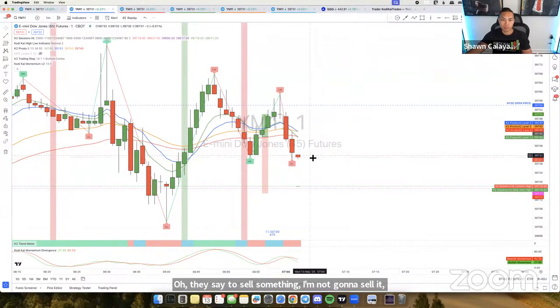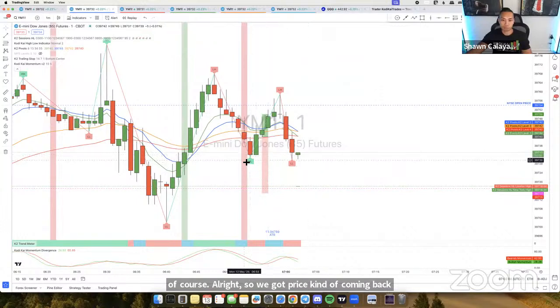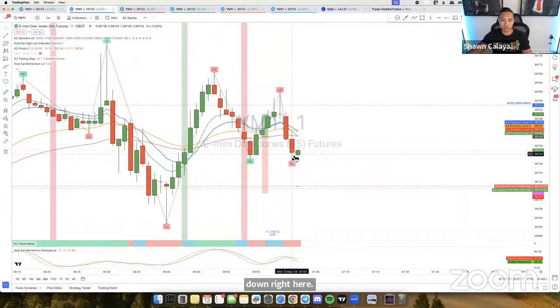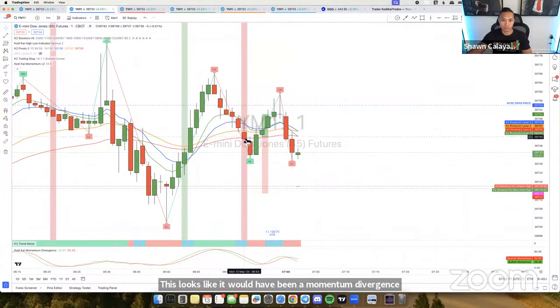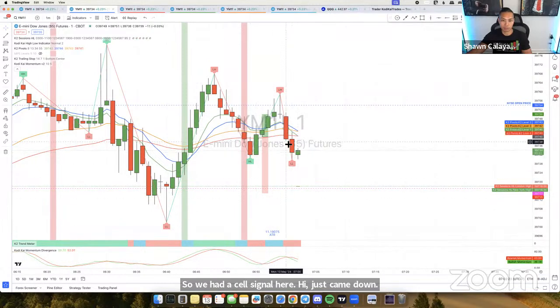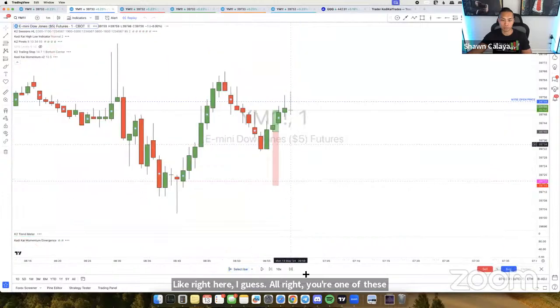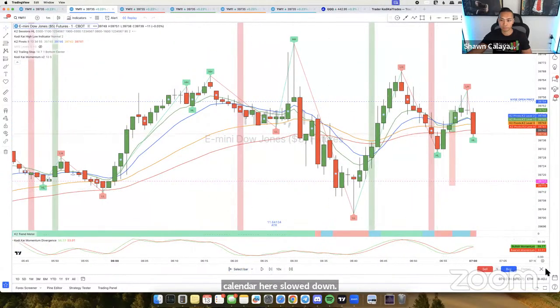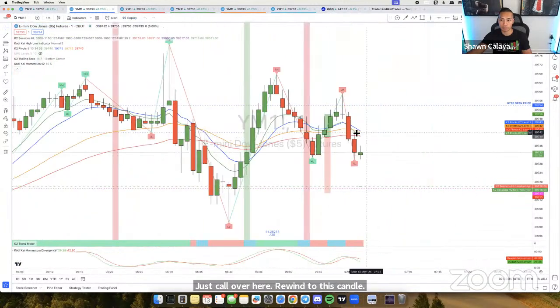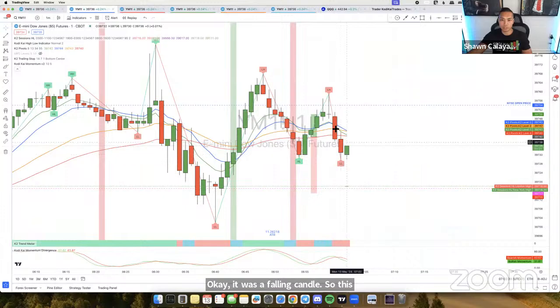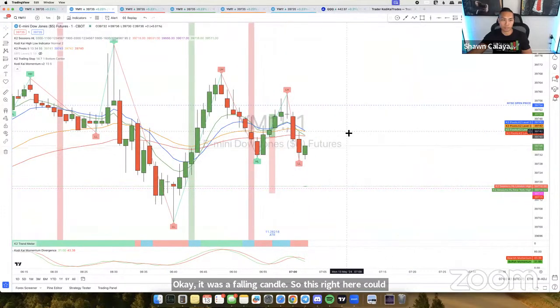All right, so we got price kind of coming back down right here. This looks like it would have been a momentum divergence, but the trend wasn't really confirmed yet here. So we had a sell signal here. Price came down, divergence came up, and then it swung back below, like right here, I guess, or right here. One of these candles right here swung down. Let me scroll over here real quick. Rewind to this candle. Okay, it was a falling candle. So this right here could have been a momentum divergence, but there's no trend here for a sell, so I wouldn't have taken it for a sell, at least not yet.